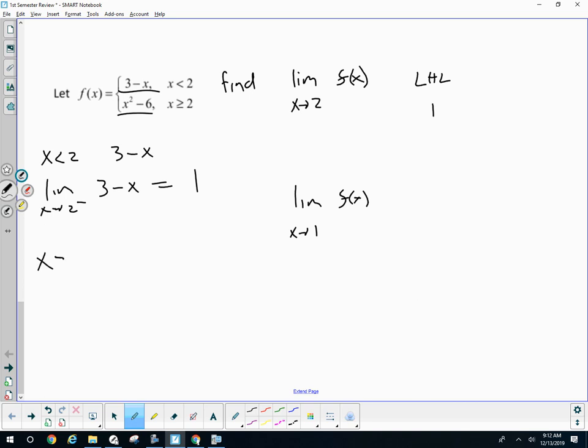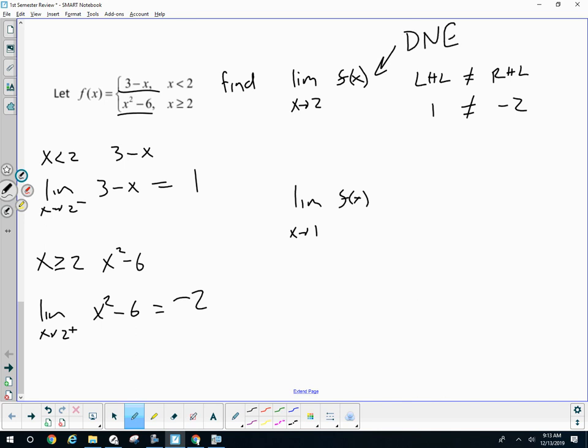And then if x is greater than or equal to 2, I'm going to be using x squared minus 6. So if I'm looking at the limit as x approaches 2 from the right, I'm just going to plug in 2 into this one. I get 4 minus 6, which is -2. The right-hand limit is -2. These do not equal each other. Therefore, this limit as x approaches 2 in general does not exist.